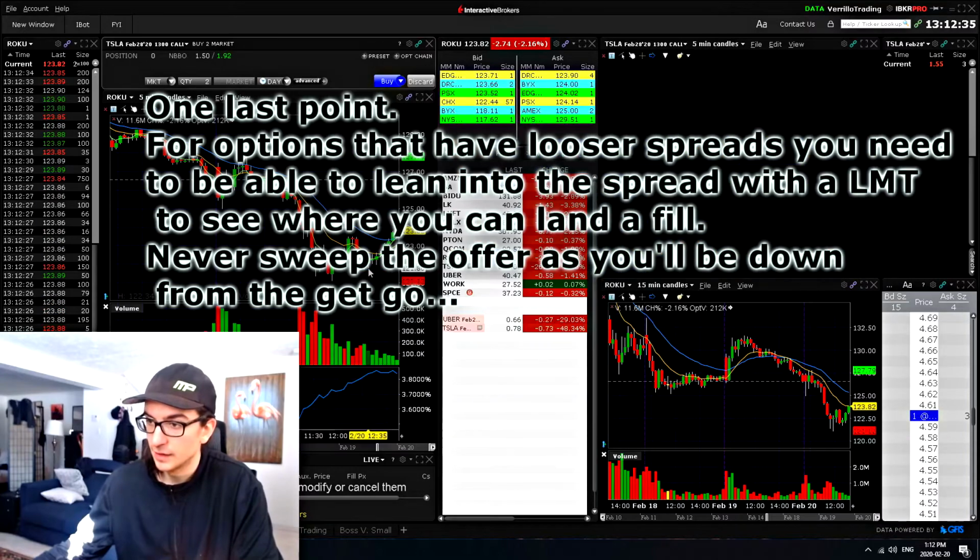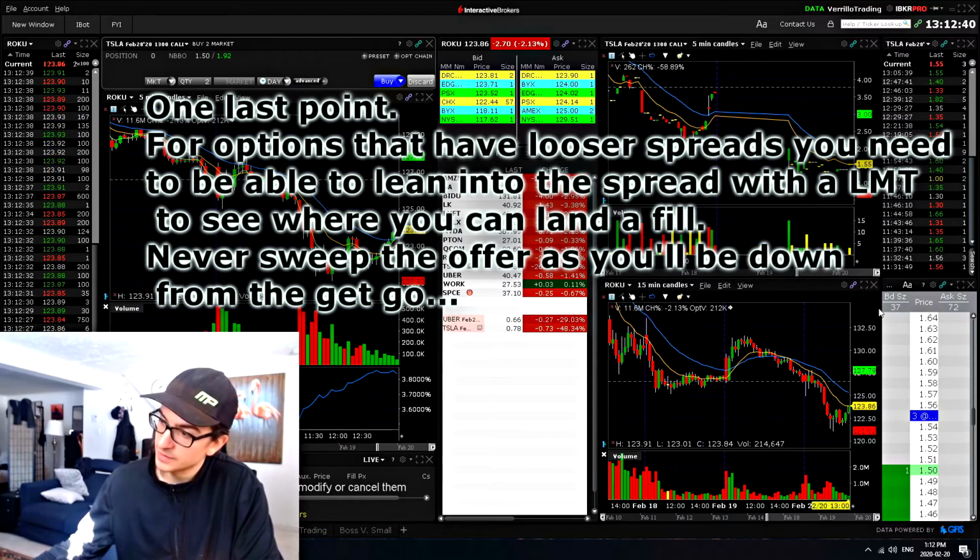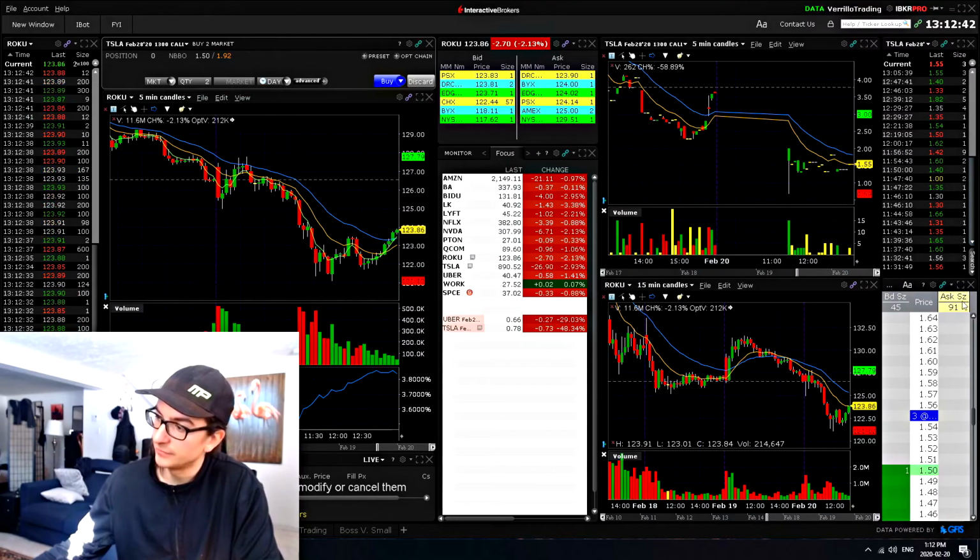Spreads are wide. 1,300 calls on Tesla expiring next week. You can see there is a few hundred on each side, or at least 50.